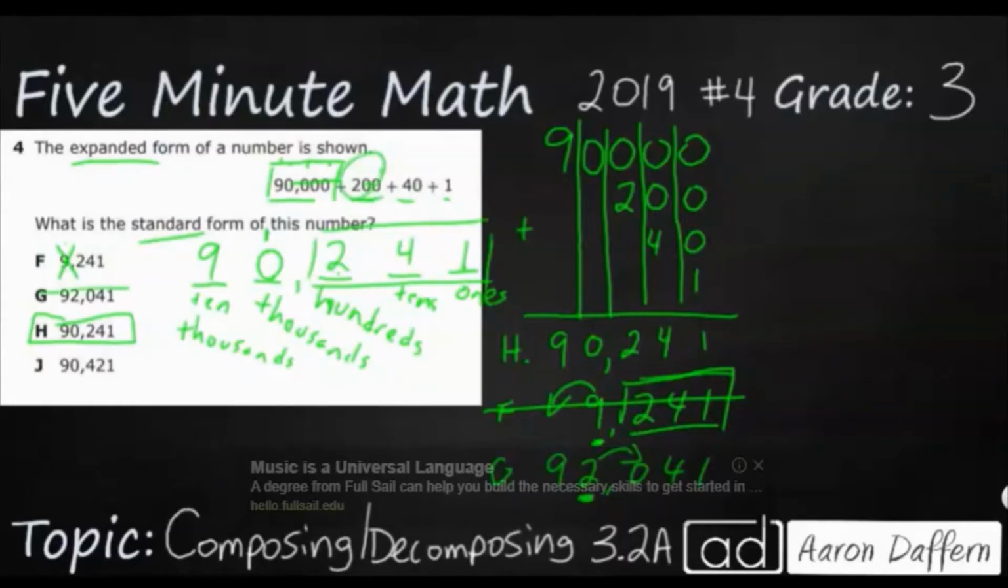And then finally J. J just kind of switched the 4 and the 2. If you look at those two right there, they switched the 4 and the 2. It should be a 2 and a 4. And that's how we solve this problem.